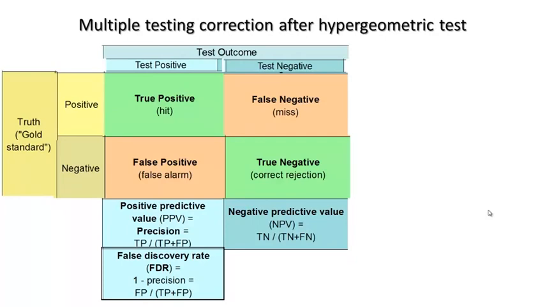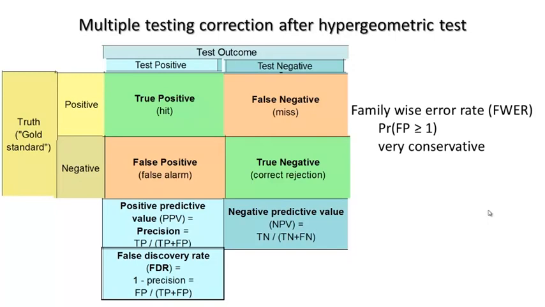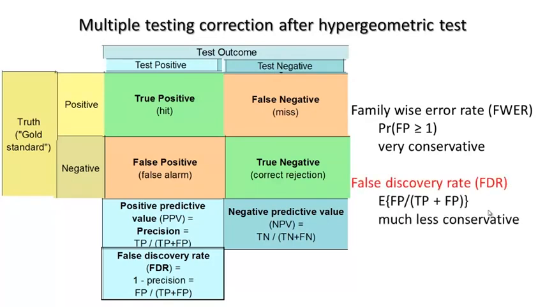One way to estimate your overall false positive rate is to calculate the family-wise error rate, or FWER, defined as the probability of getting one or more false positives among all the hypothesis tests. This is very conservative and often considered too conservative. A good alternative, which is widely used, is to control the overall false discovery rate, or FDR, defined as the expectation of false positive over true positive plus false positive. This is much less conservative. Cobas uses FDR correction for multiple hypothesis testing.